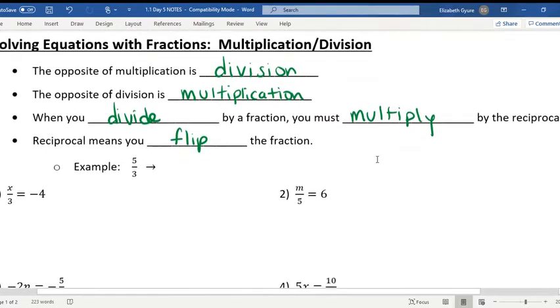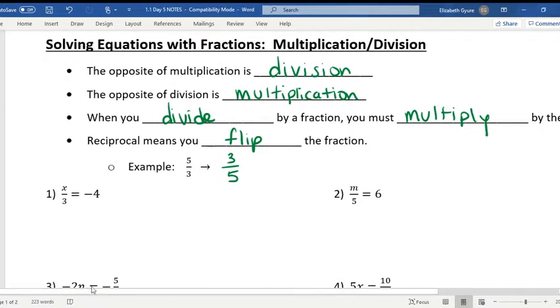So if I flipped the fraction 5 over 3, what would that become, Annalise? 3 over 5. Did you want to answer, or did you have a question? Because you raised your hand. I didn't know if you also had a question. Oh, okay. No. That's good.